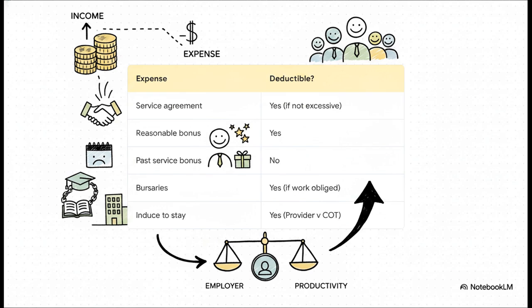Bursaries are an interesting one. They're deductible if the employee is actually obliged to work for the employer after their studies. Same goes for termination lump sums. If it's a general policy, it's deductible. If it's just for past services, it's not. Now pay close attention to the Provider v. COT principle. This is a game changer. It established that voluntary expenditure incurred specifically to induce employees to enter and remain in service qualifies as a deduction because the ultimate purpose is to produce current or future income.